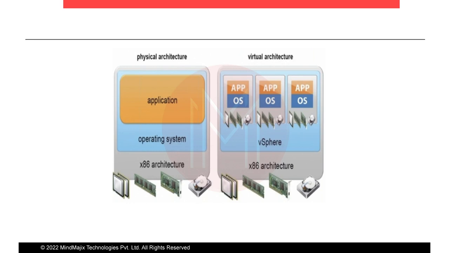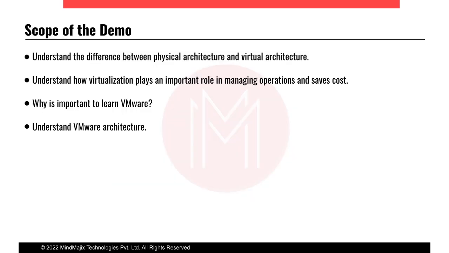Okay, now moving forward. Now we know the difference between the physical architecture and virtual architecture, and I also said how virtualization plays an important role in managing operations and saving costs. Because eventually, in the physical architecture, anything that you do costs money. If you replace a NIC, if you replace a CPU, it costs money. For each and every server, if you're installing Windows server or Linux server, it costs a license, and the license costs money. And also power consumption is high.